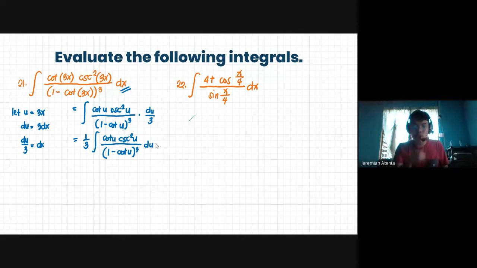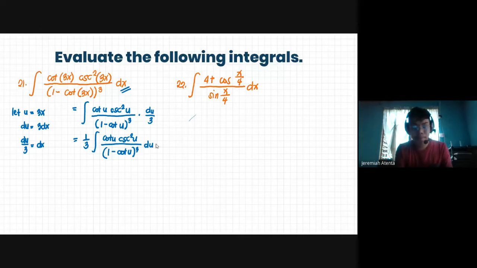Wala. Now take note. What is the derivative of cotangent, by the way? Kindly write it down in the comment section. I am referring to the derivative of cotangent. I am not referring to the integral. Okay? Derivative yung tinatanong ko. What is the derivative of cotangent? Negative cosecant squared x.